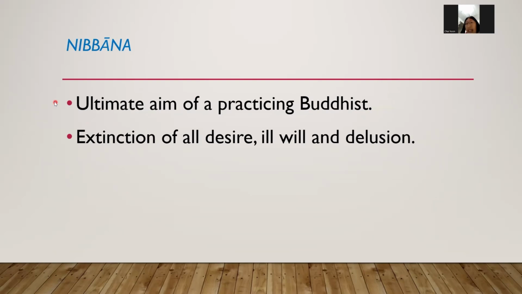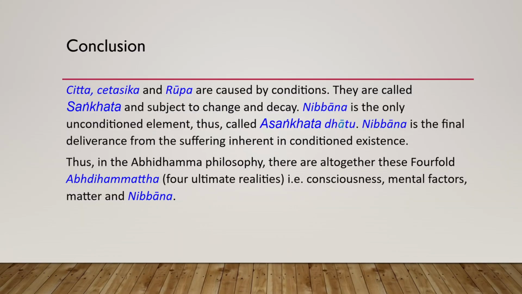Next, nibbana is the highest aim of Buddhists. It is defined as the extinction of desire, ill will, and delusion. It is the extinction of all mental defilements. It is described as liberation from suffering. Nibbana is unconditioned. So in conclusion, citta, cetasika, and rupa are caused by conditions. They are called sankhata and are subject to change and decay. Nibbana is the only unconditioned element, thus called asankhata dhatu. Nibbana is the final deliverance from the suffering inherent in conditioned existence.